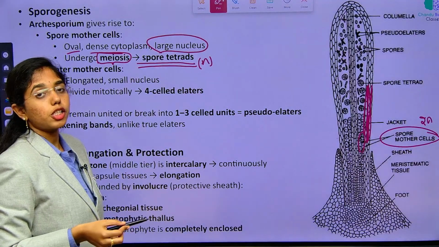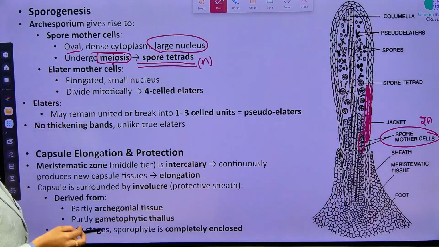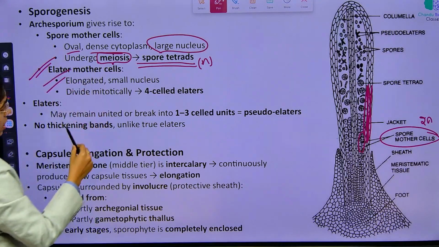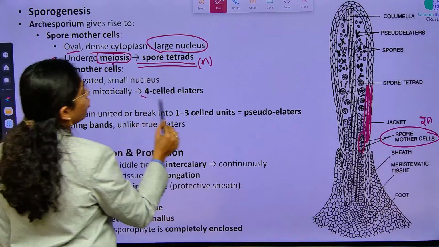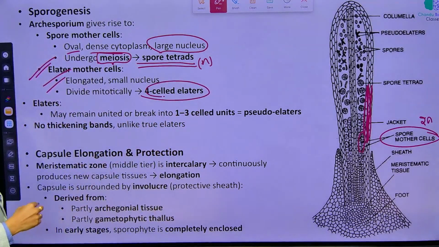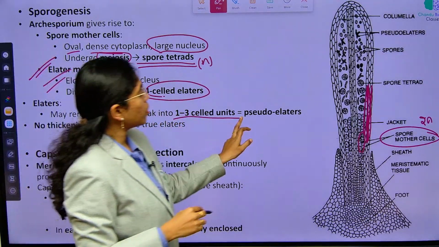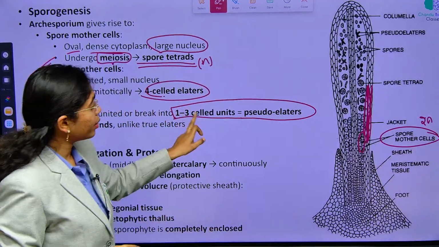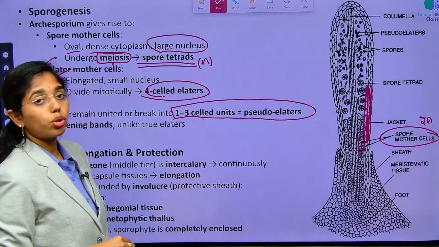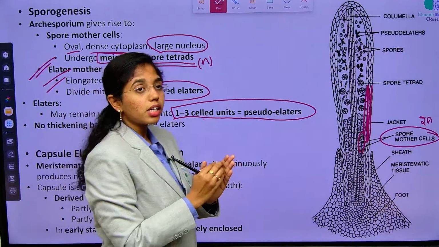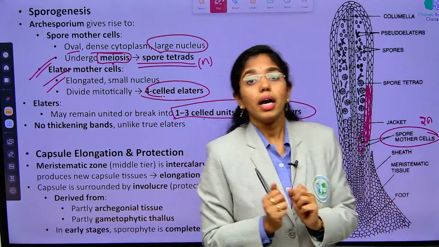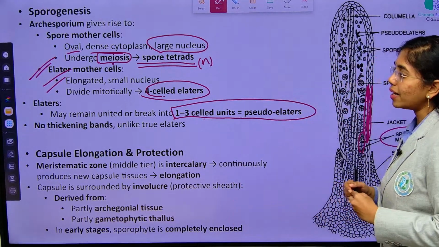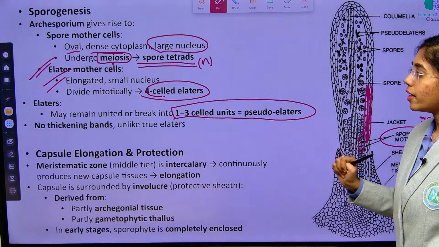Spore dispersal is mediated by elater cells. These elater cells are formed from elater mother cells. They divide mitotically, forming 4-celled elaters. Elaters are 1 to 3 celled units. They will break into 1 to 3 celled units called pseudo-elaters. So, the pseudo-elaters and elater cells will help in dispersal of spores. There are no thickenings and bands, unlike true elaters.